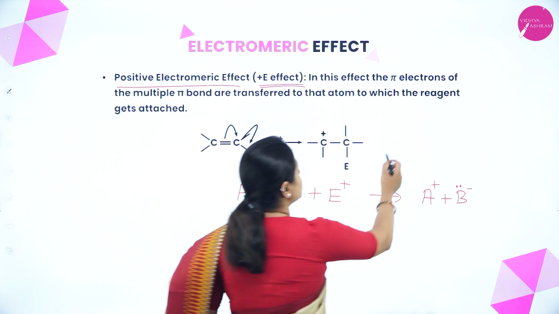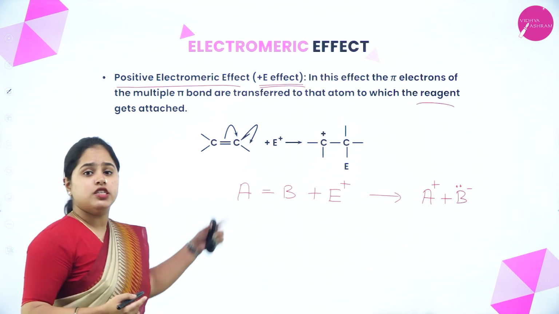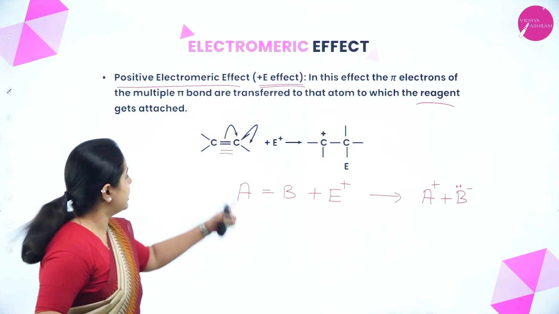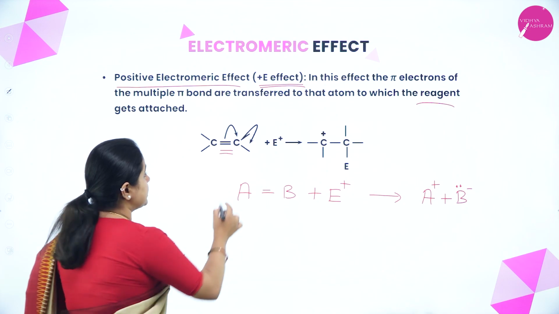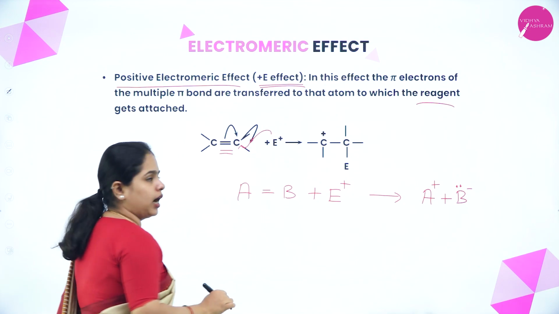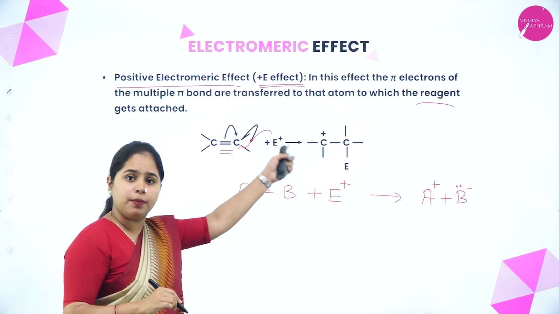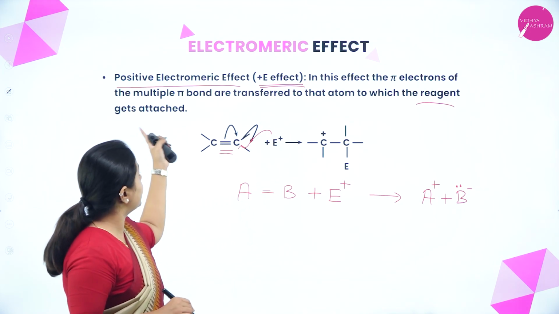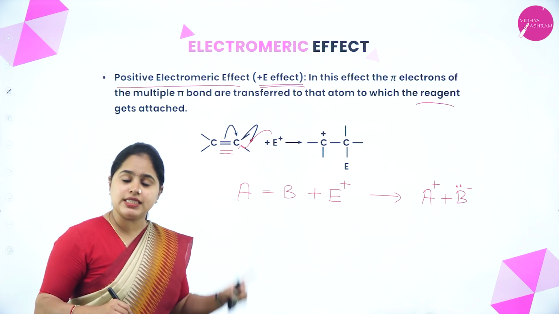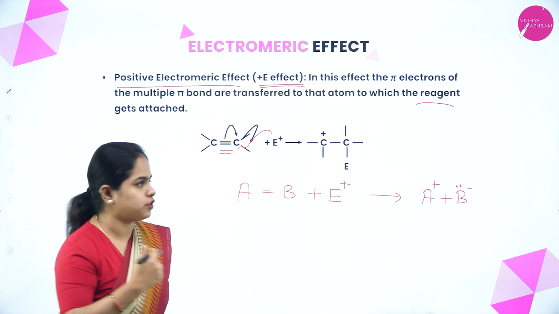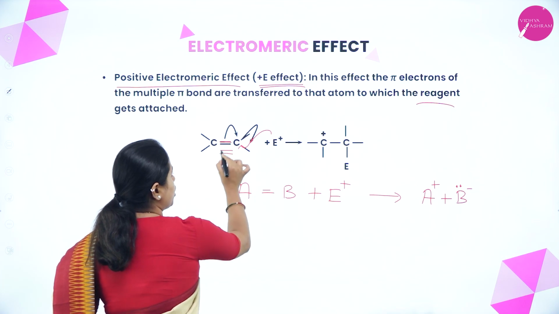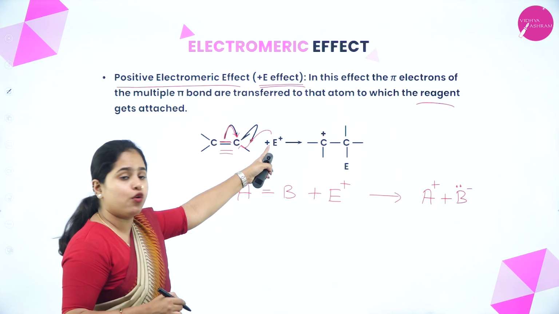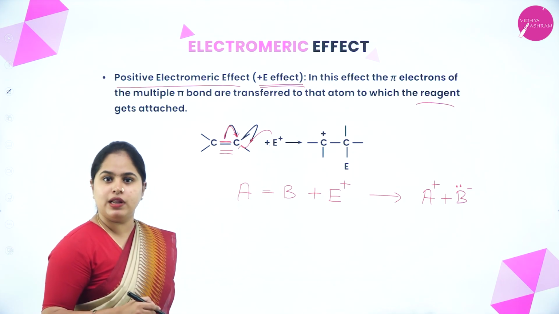So what is the reagent here? It is an electrophile, right? So let's take this example. As you can see, there is a double bond here, and the electrophile is coming and attacking this particular carbon atom. If the electrophile is coming and attacking this carbon atom, that means to the carbon atom to which the reagent gets attached, the pi electrons will be shifted. So what happens is this pi electron pair will be shifted to this carbon atom because the electrophile is getting attached to this particular carbon atom.